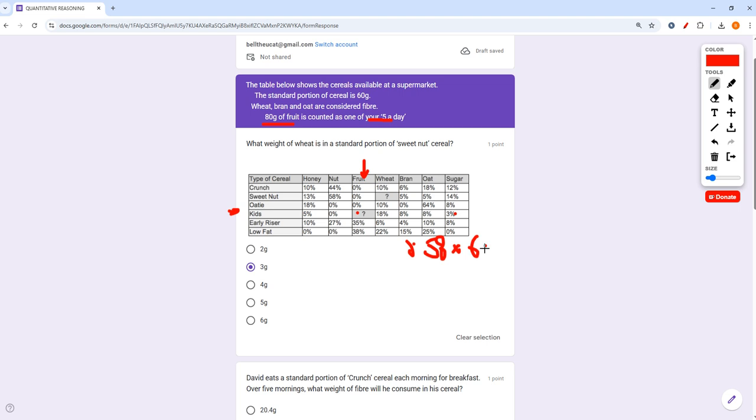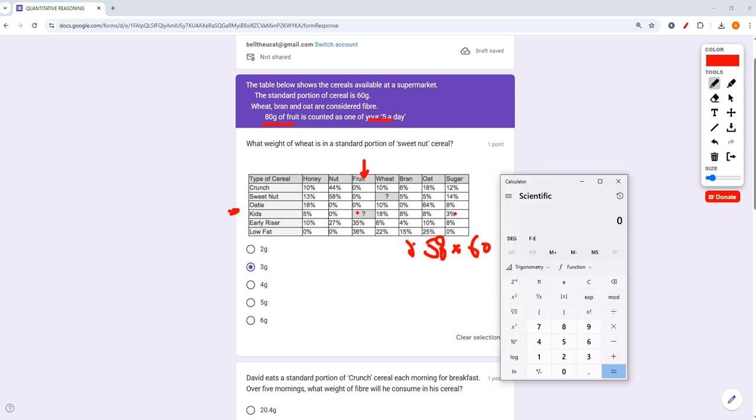0.58 of 60. All right, then divide up. So 0.58 times by 60, it's 34.8. I need to make up 80. So 80 divided by 34.8, 2.29.